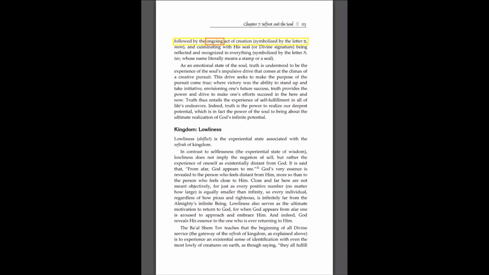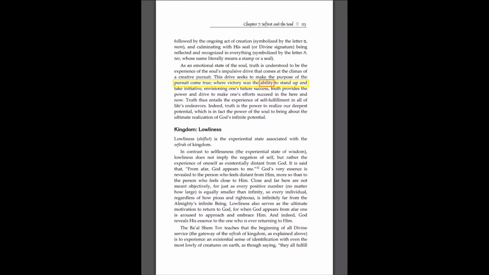followed by the ongoing act of creation, symbolized by the letter Mem, and culminating with His seal, or divine signature, being reflected and recognized in everything, symbolized by the letter Tav, whose name literally means a stamp or a seal. As an emotional state of the soul, truth is understood to be the experience of the soul's impulsive drive that comes at the climax of a creative pursuit. This drive seeks to make the purpose of the pursuit come true.